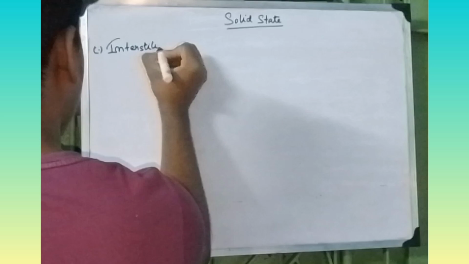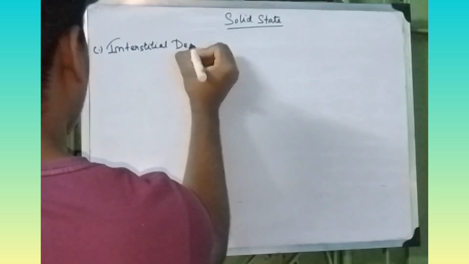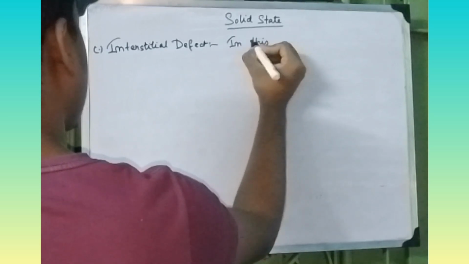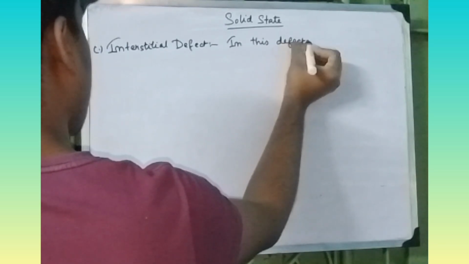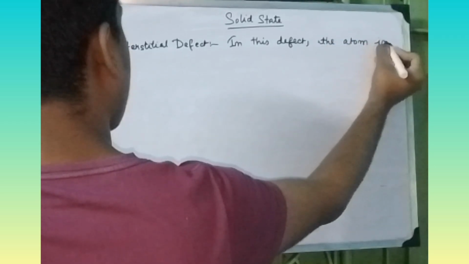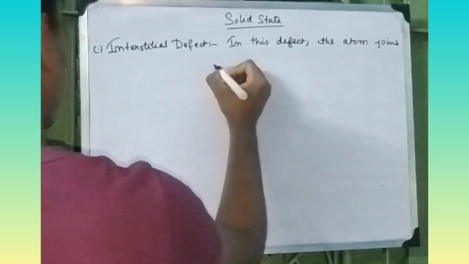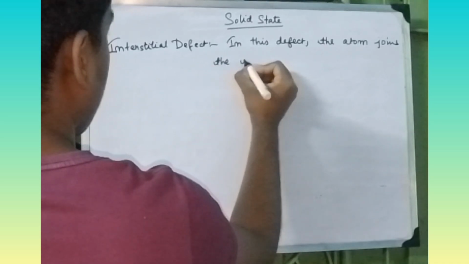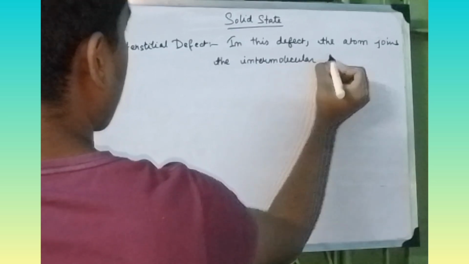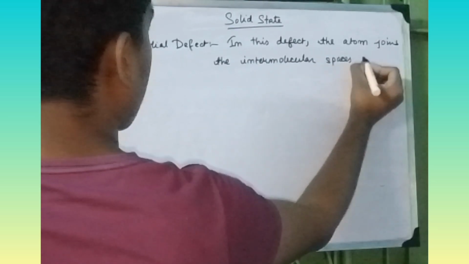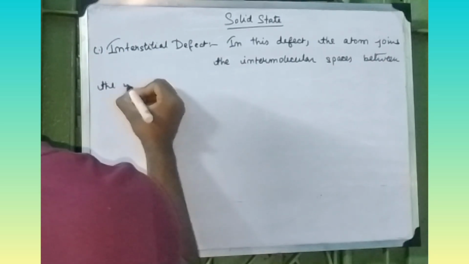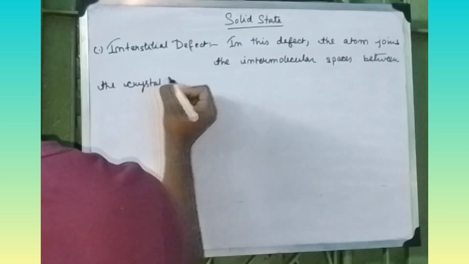Now we will learn about the interstitial defect. Basically, in this defect, the ion or the atom leaves its lattice site to join the intermolecular spaces between the atoms, and thus it creates the interstitial defect.